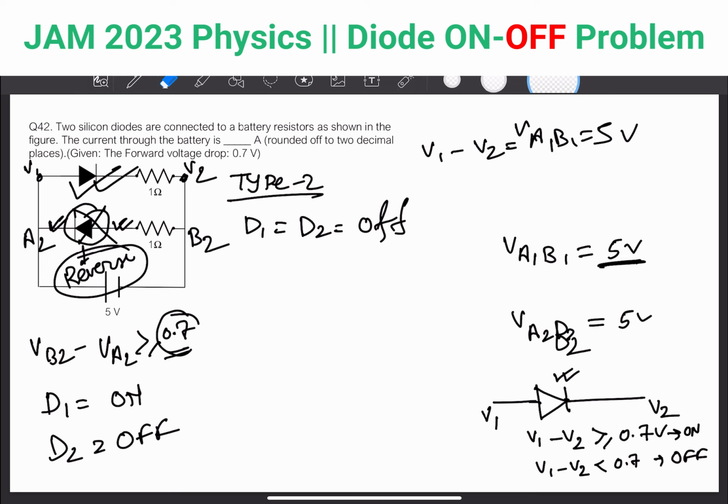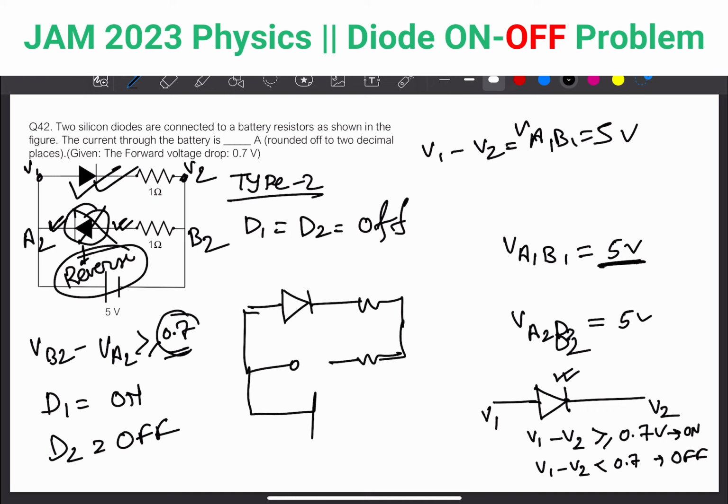The same. I will redraw again. So this will be replaced by the voltage source. So the current I will be 4.3 amps. I think you already understand.